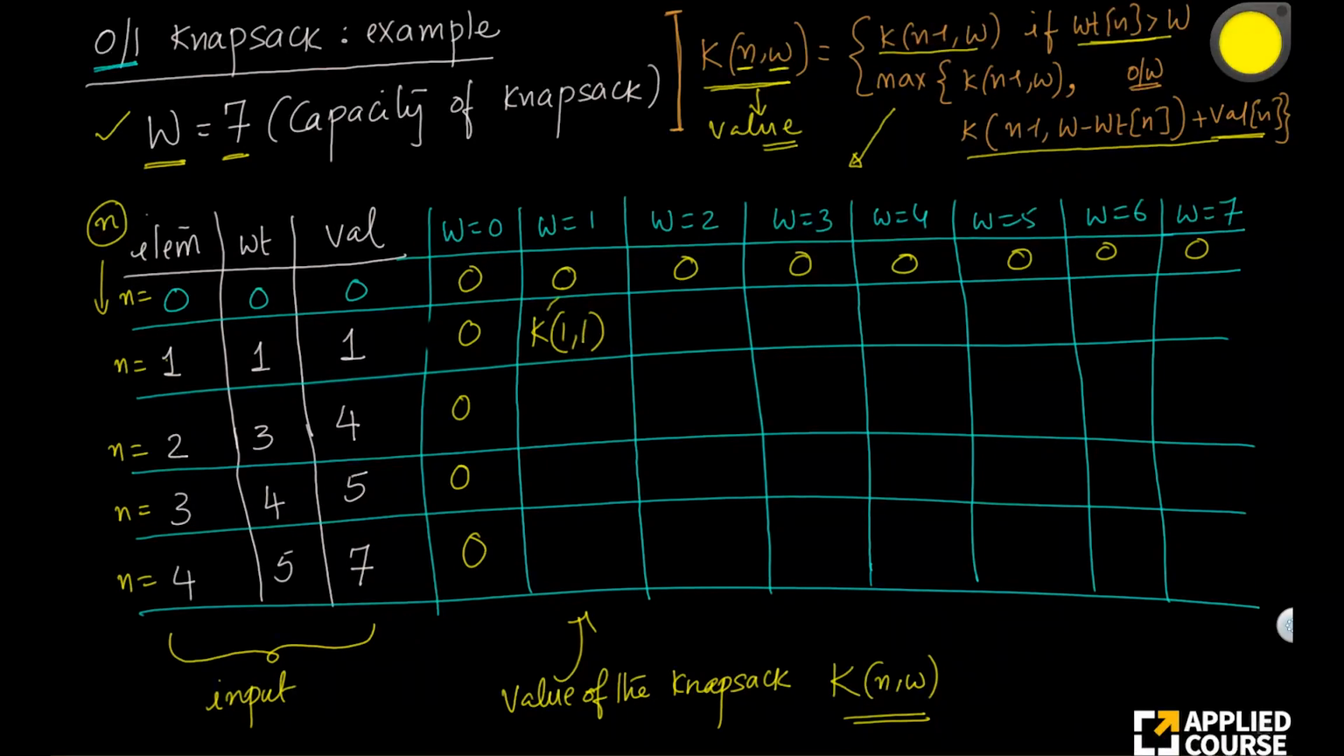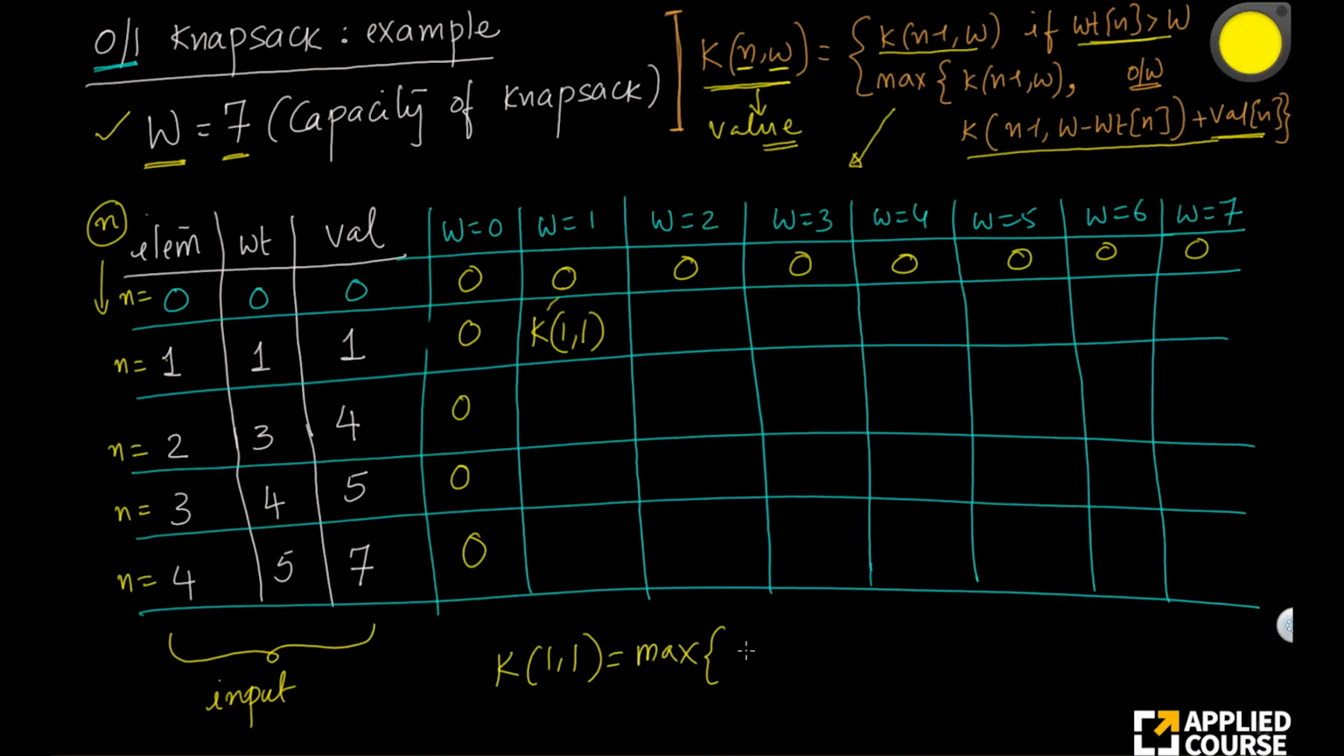So K11 will be, okay, let me actually write this. Let me erase this so that I can use it as temporary space. So what will K11 be? K11 will be the max of K 0, 1, comma, K 0, W minus weight. What is W? W equals 1. What is the weight of this? 1. So 0, 0 plus the value of 1. What is the value of 1? Value of 1 is 1.